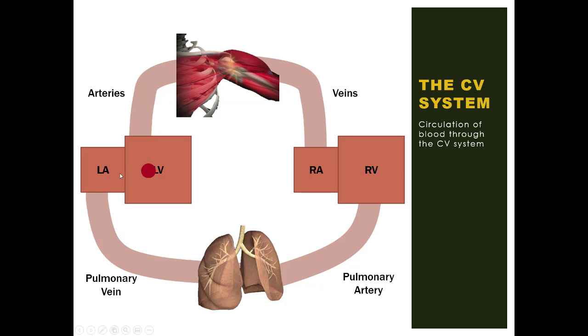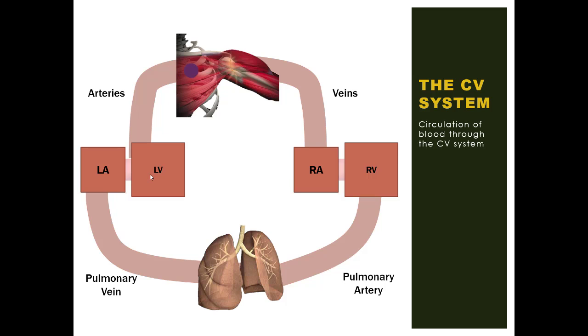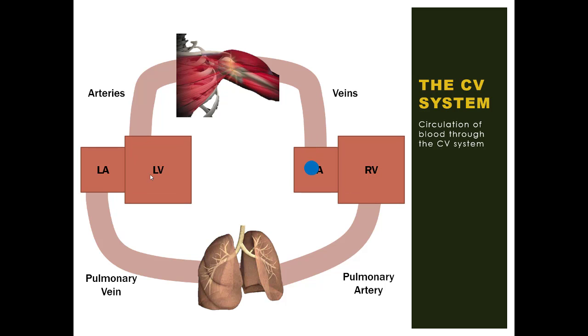From the left atrium, the oxygenated blood will be pumped into the left ventricle, and the ventricles will again contract, and the oxygenated blood in the left ventricle will be pushed out into the arterial system. These are your systemic arteries. Through the arterial system, the oxygenated blood will be transported to various tissues in the body, such as muscle, as shown here.